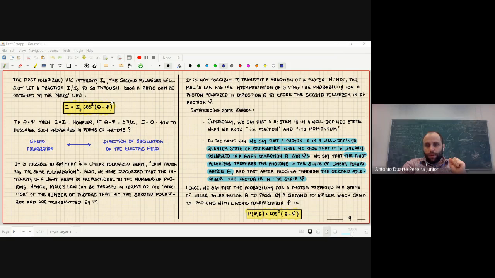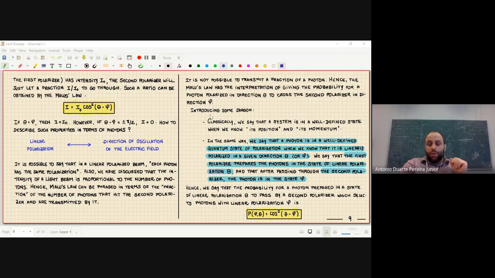Let me check the chat. Can we say that polarization is... yes, yes. So in the picture of waves, polarization is nothing but what you wrote.